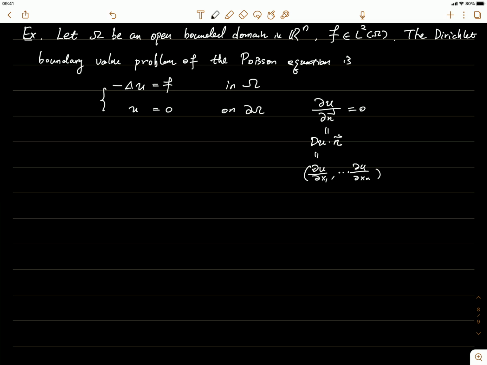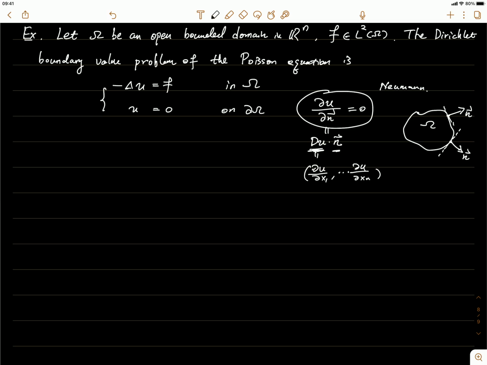So what that means is, you have omega like this, and for each point on the boundary, this is the normal direction. It's the unit vector that is perpendicular to the tangent line at each point. So you take the inner product of the gradient of u and the outer normal vector, and then it is 0. If you replace this boundary condition by that, then it's called the Neumann boundary condition. So it's also called the Neumann boundary value problem.